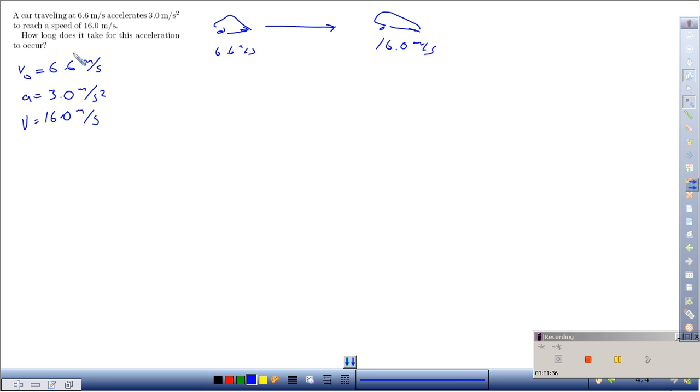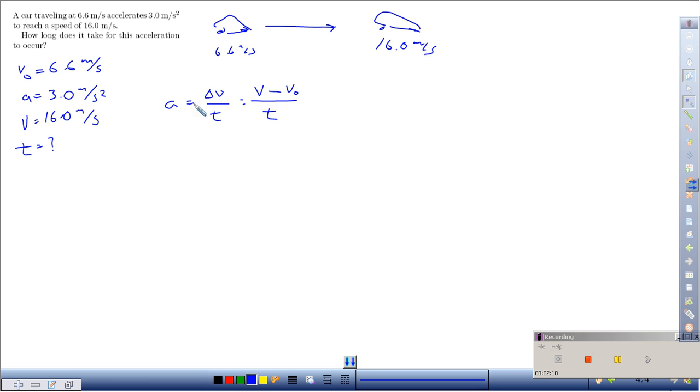How long does it take for this acceleration to occur? I'm looking for time. Time equals question mark. Now I have a relationship that says that my acceleration is my change in velocity divided by the amount of time that's passed. So that's going to be my final velocity minus my initial velocity divided by my time equals my acceleration. I can rearrange this equation to solve for time before plugging in any numbers. Sometimes that makes the algebra easier.